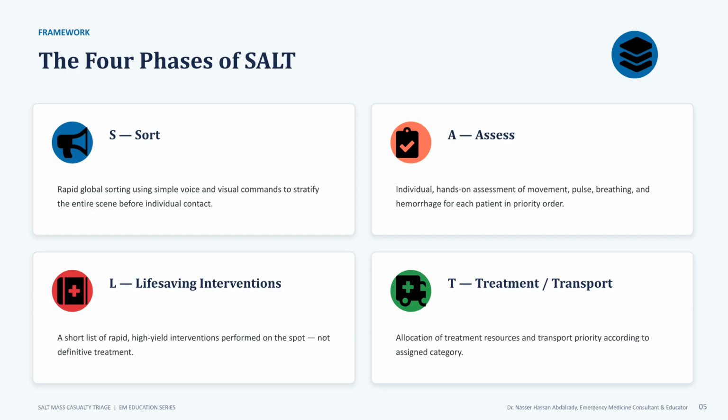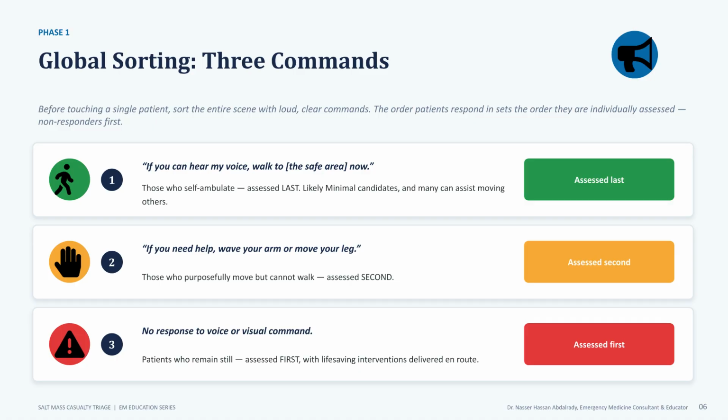The SALT framework consists of 4 sequential phases: sort, assess, life-saving interventions, and finally, treatment and transport. These steps ensure an orderly response to complex scenes. Global sorting uses 3 simple commands. First, direct those who can walk to a safe area. Second, ask those who need help to wave or move a limb. Those who do not respond are assessed first.